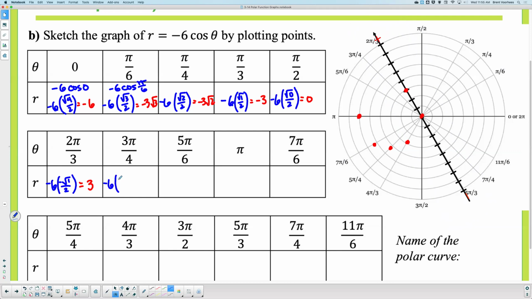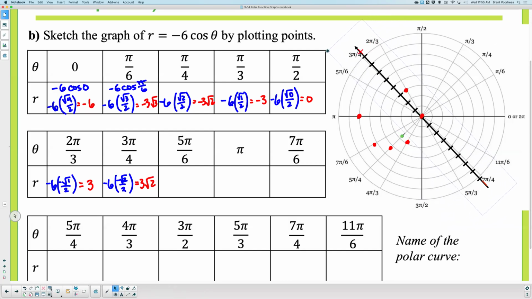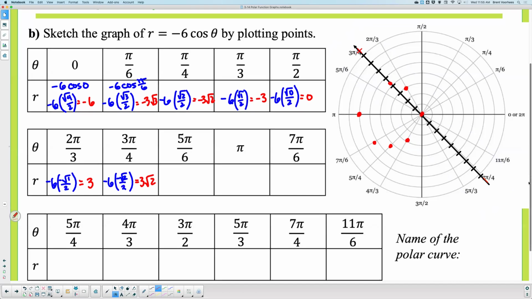At 3 pi over 4, we should have negative 6 times negative square root of 2 over 2. This is getting to be crazy math to say out loud. What value will that be? 3 square roots of 2. Does anybody remember what that was as a decimal? Was it 4.24? I think it was 4.24. Yeah. 1, 2, 3, 4, and a little bit extra. Let's plot it there. Okay, I'm going to start filling these in faster.